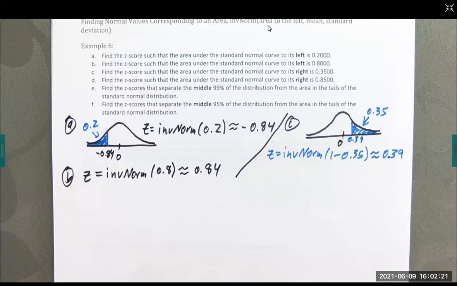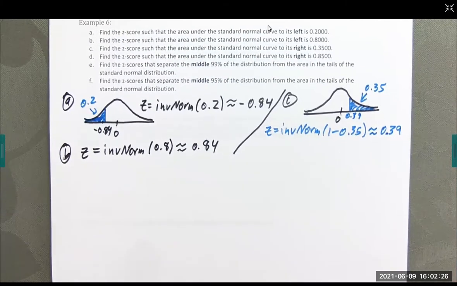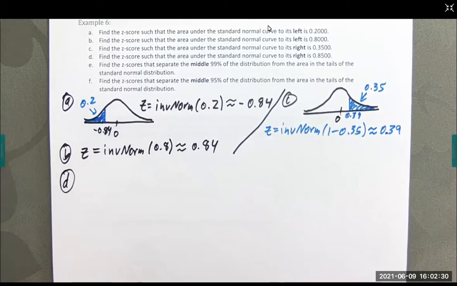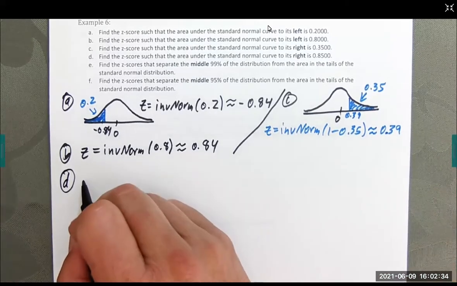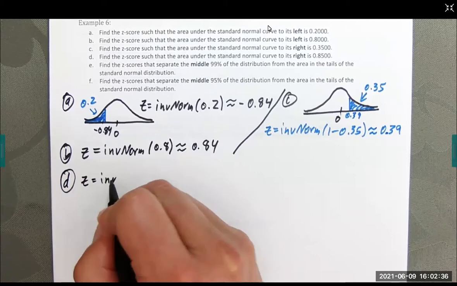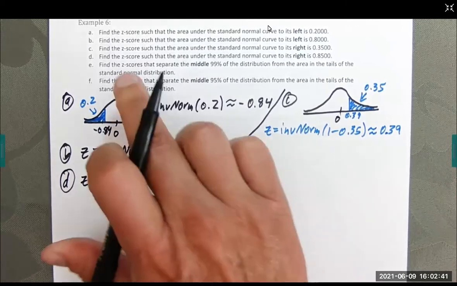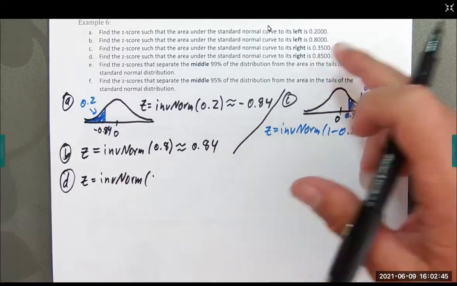All right, let's try D. D says area to the right. So it's going to be a similar setup to this one here. So Z is inverse norm of 1 minus 0.85.